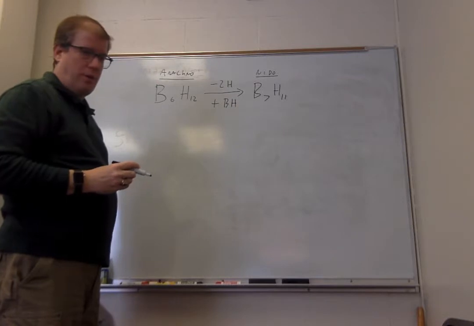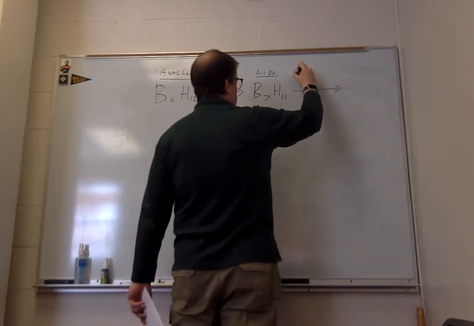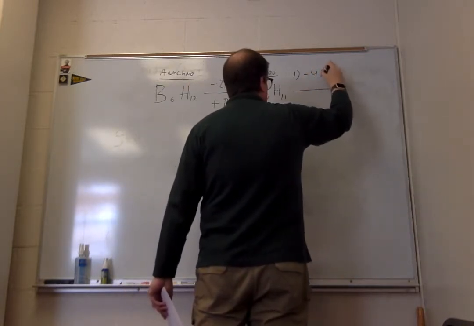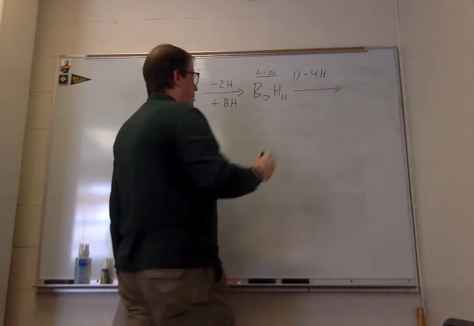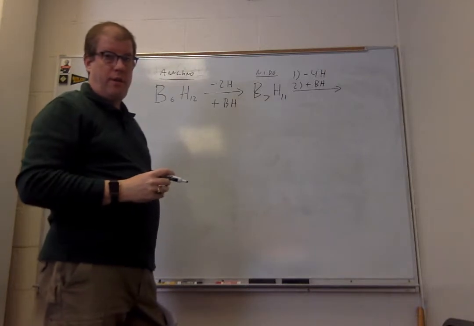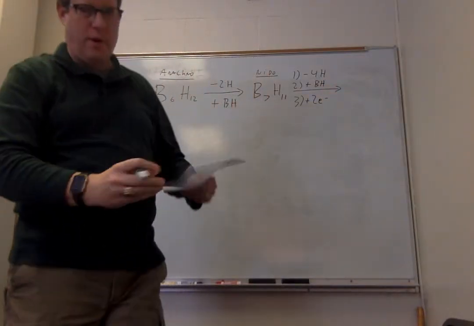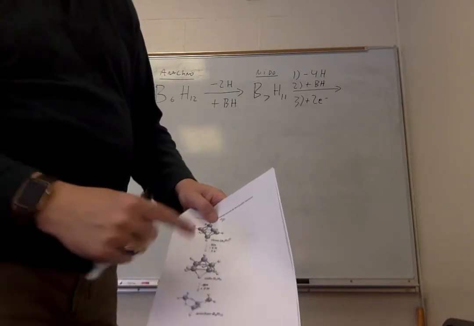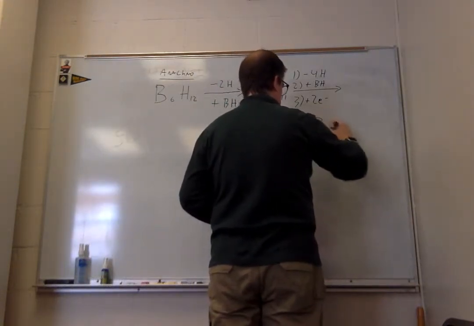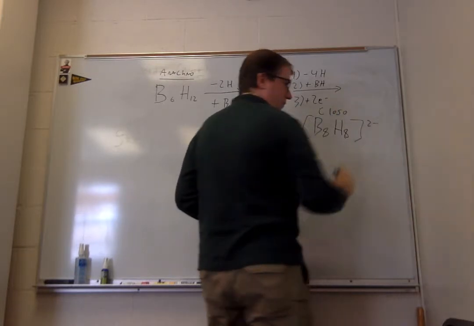And then to go to the closo, what we've got to do is we'll do 3 steps. You take 4 hydrogens away. You add a boron hydrogen vertex. And you add 2 electrons. So all we're doing are these 2 steps, but in reverse, with a different cluster too. And so when I do that, then I get the closo structure out.